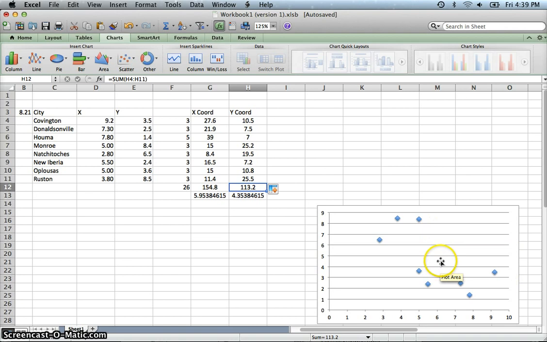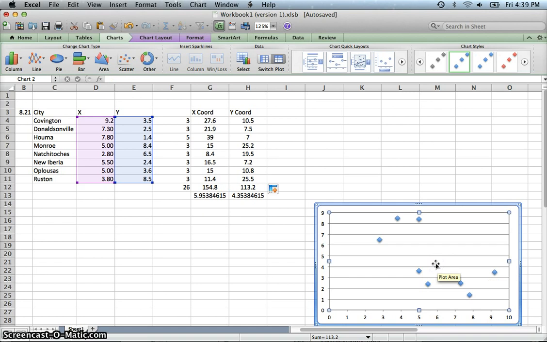So the ideal location, we would say, would be 6 and 4. That's where we should put our location, right in that spot, because that would balance us traveling in between all these locations, and that's the center of gravity model.